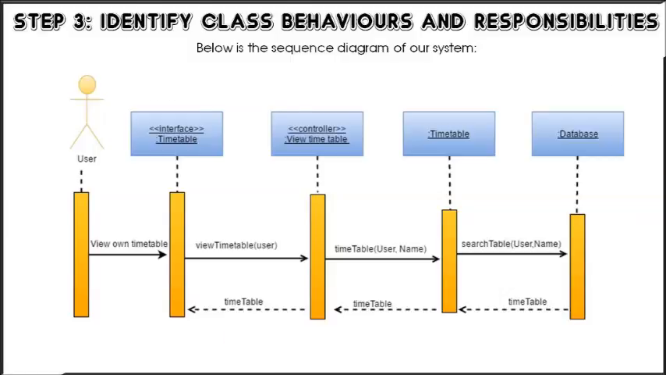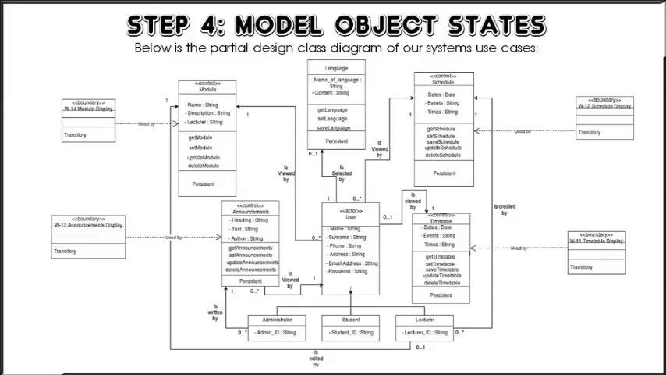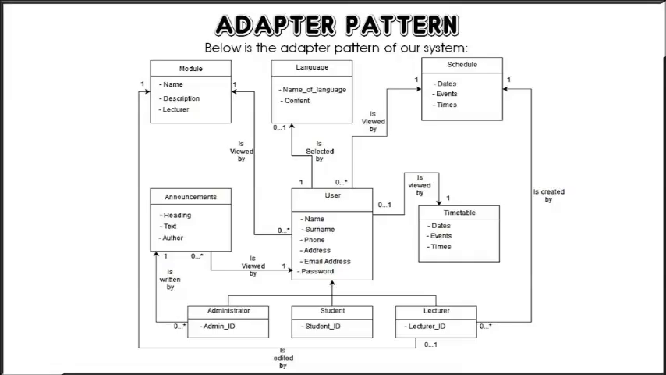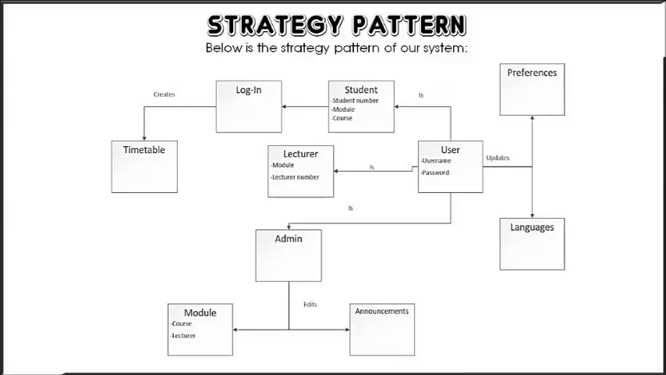Step 4. Model object states. Below is a state chart diagram of our system, updating the object model. Below is a partial design class diagram of our system's use cases. Design patterns. Adapter pattern, organizational pattern, and strategy pattern.